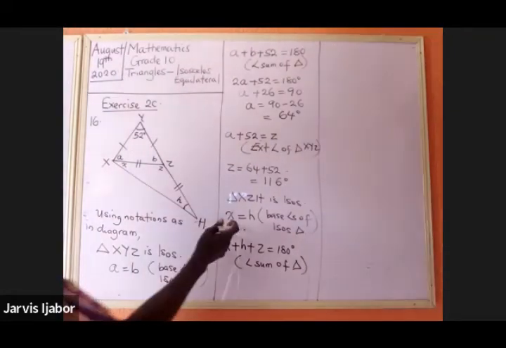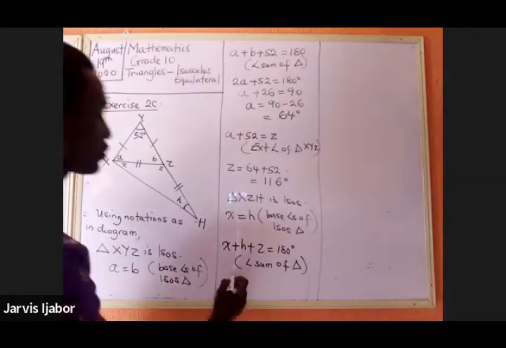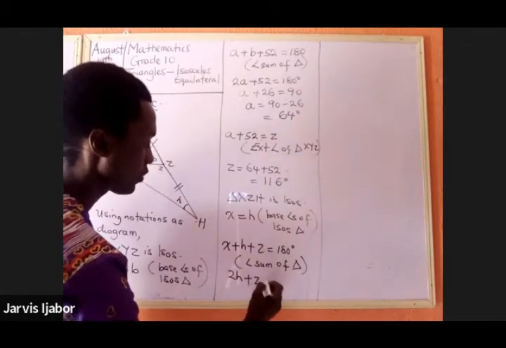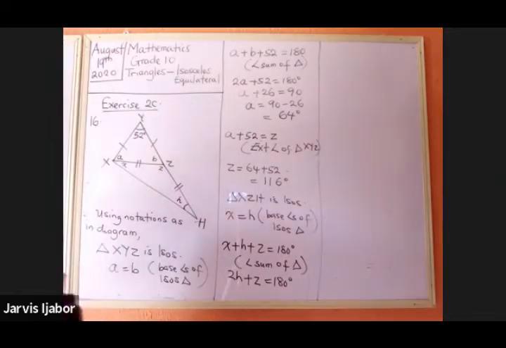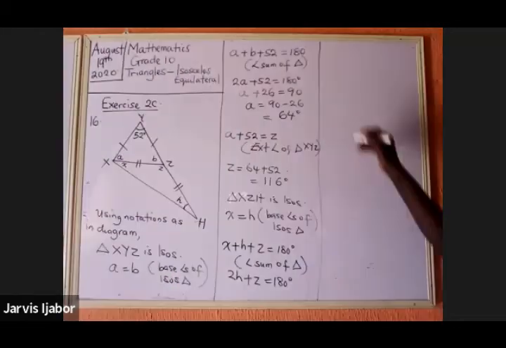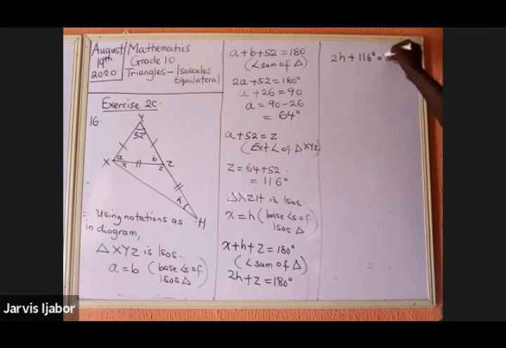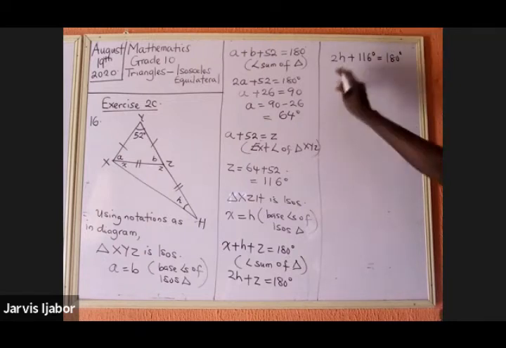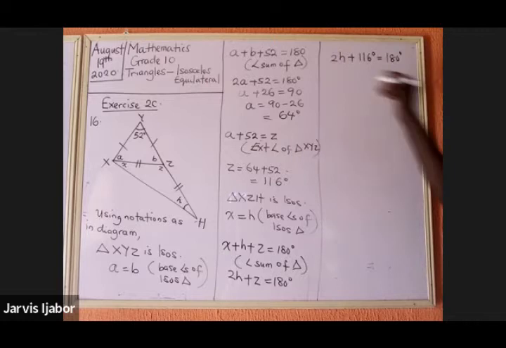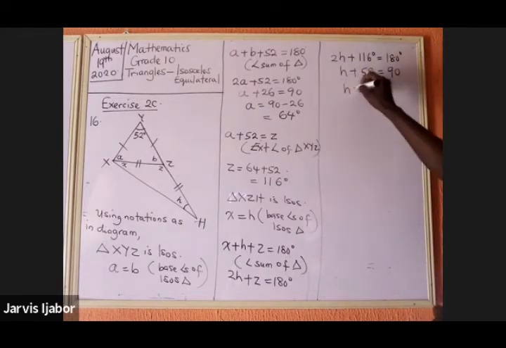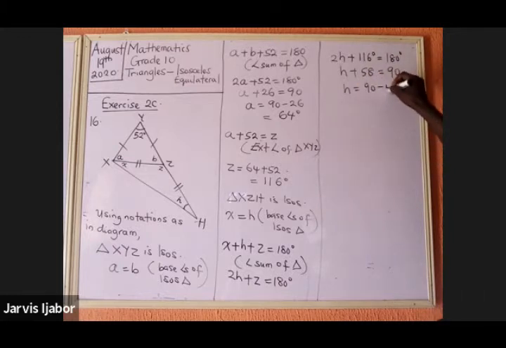We've already said that x is equal to h. Our focus is h. So 2h plus z will be equal to 180 degrees. But essentially, what is z? z is 116 degrees. So 2h plus 116 degrees will be equal to 180 degrees. I will still use my principle, divide through by 2. h plus 58 will be equal to 90, meaning that h will be equal to 90 minus 58, and my answer will be 32 degrees.